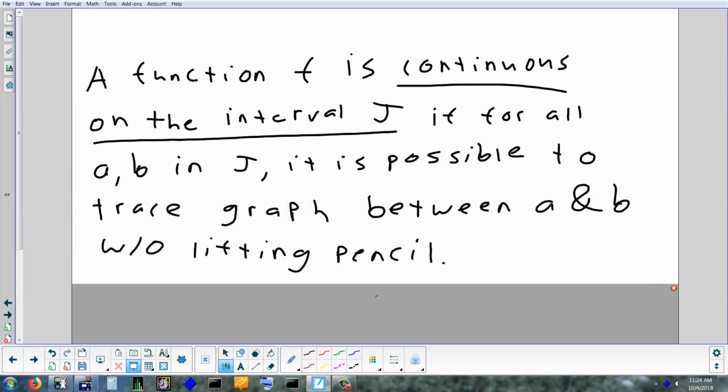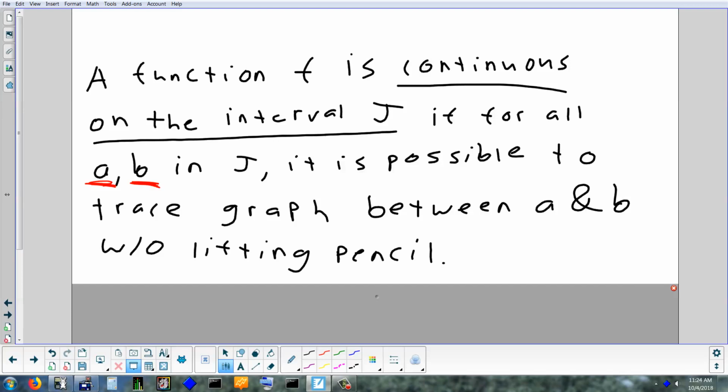Okay, so I just used the example 1 to 5, but it could be any. The point is you can trace from a starting point to a stopping point without ever lifting your pencil. That means your graph is continuous, or at least that section is continuous.